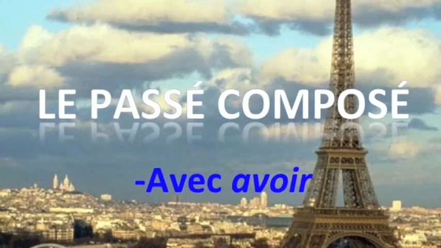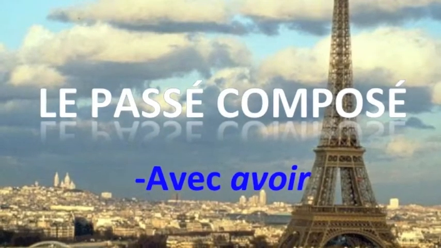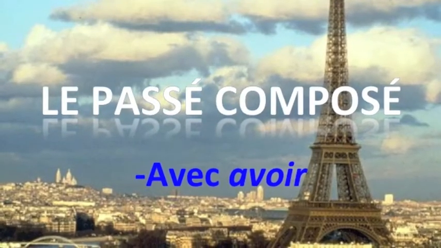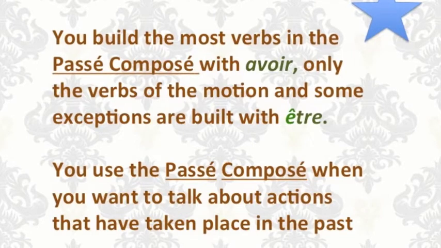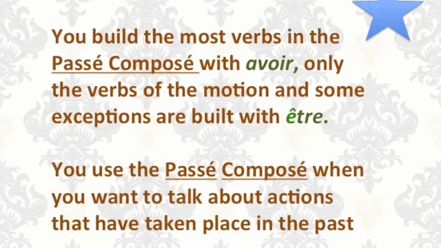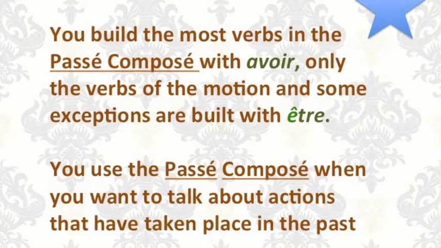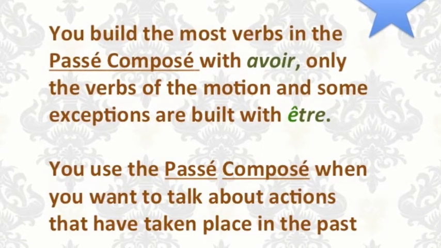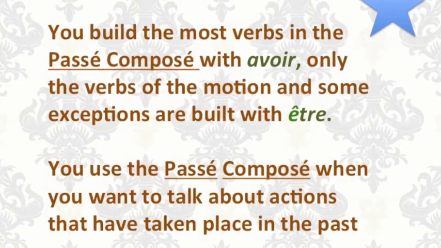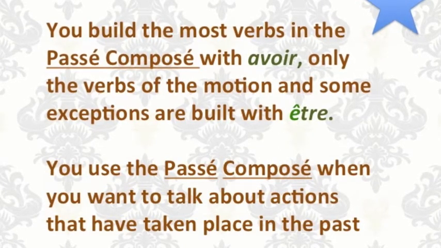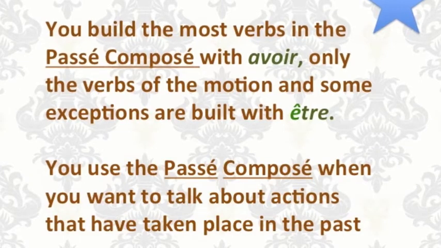Le passé composé avec avoir. You build most verbs in the passé composé with avoir. Only the verbs of motion and some exceptions are built with être. You use the passé composé when you want to talk about actions that have taken place in the past.